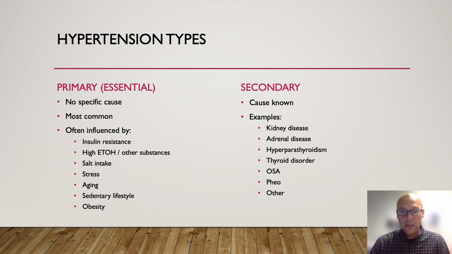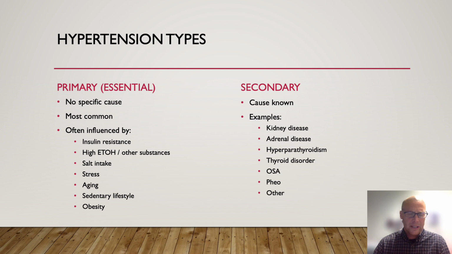Other things you might consider are things like adrenal diseases, hyperparathyroidism, thyroid disorders, sleep apneas, pheochromocytoma, other things like that are actual causes inside the body that you find that will cause a blood pressure to go up. Those are referred to as secondary causes.